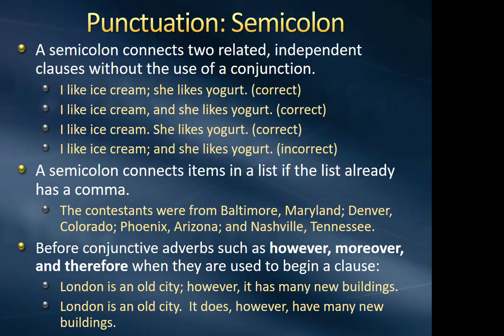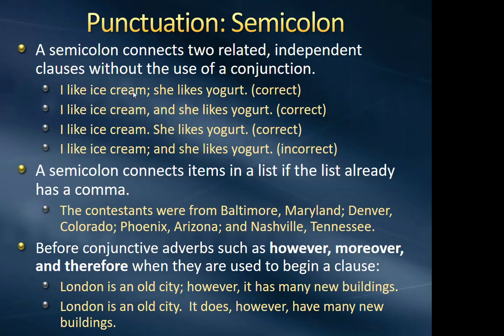But we talked about commas earlier and how a comma and a FANBOYS conjunction is the most common way to connect two independent clauses: "I like ice cream, and she likes yogurt." But you can also do that with a semicolon: "I like ice cream; she likes yogurt." But you do not use the conjunction. It's used like a period, except you don't capitalize the next letter.